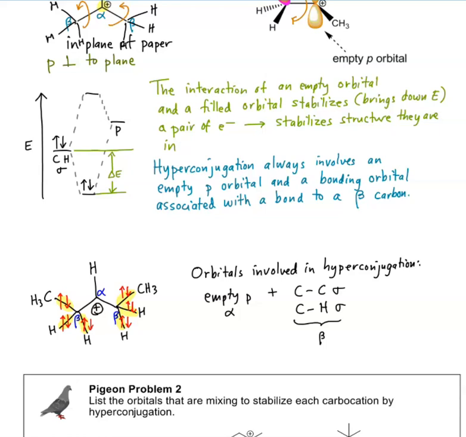Notice that this hydrogen here at the top of the structure cannot donate electron density. So there's no orbital attached to that hydrogen that would allow it to overlap in a parallel fashion with the p orbital on the alpha carbon.